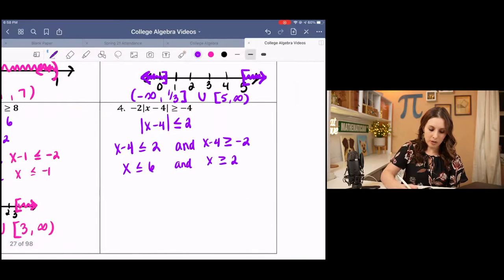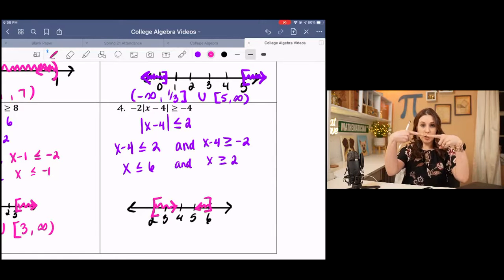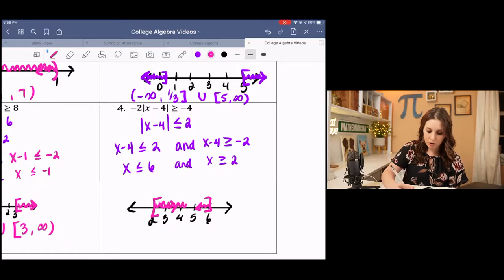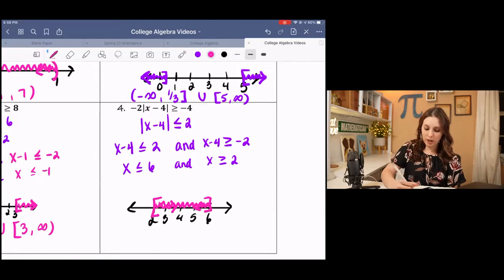So now I'm going to graph these on the same number line. We've got, goes from 2 to 6. We have greater than or equal to 2. So that goes this way. Less than or equal to 6. That goes this way. Our two arrows are pointing towards each other. So we're going to shade all in between, which means that all the values in between 2 and 6, including 2 and 6, satisfy the original inequality.